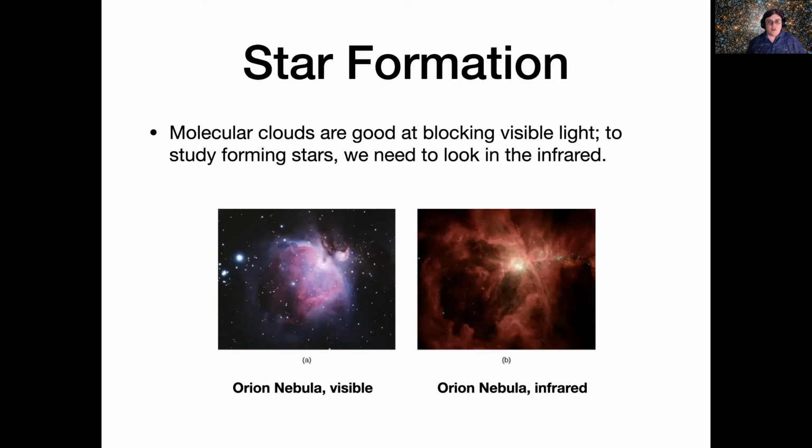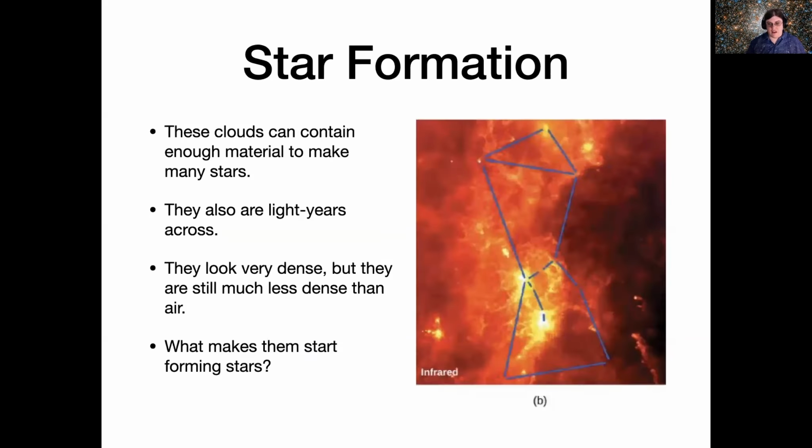But other parts of the cloud are cool and dense enough to make stars. So we study the Orion Nebula in the infrared to both see through all the gas to see young stars being formed, and to study the cooler, denser molecular cloud parts of the nebula. Star formation regions contain enough material to make many, many stars.